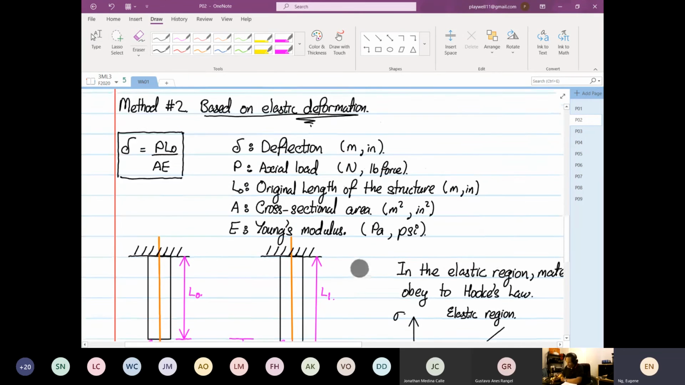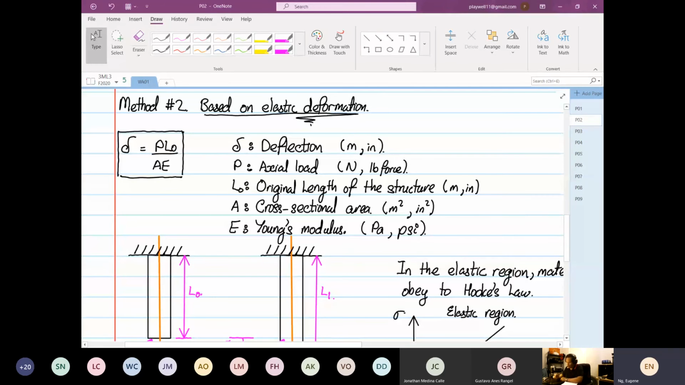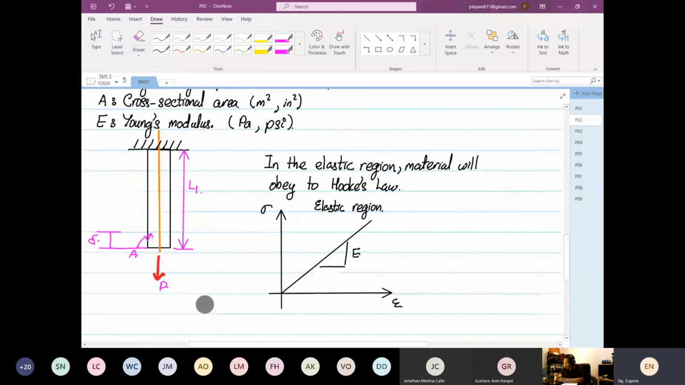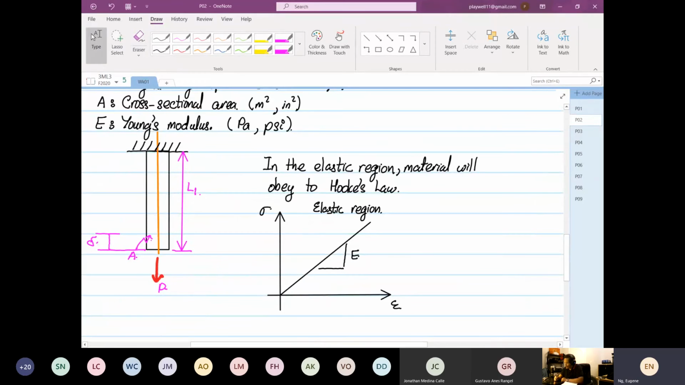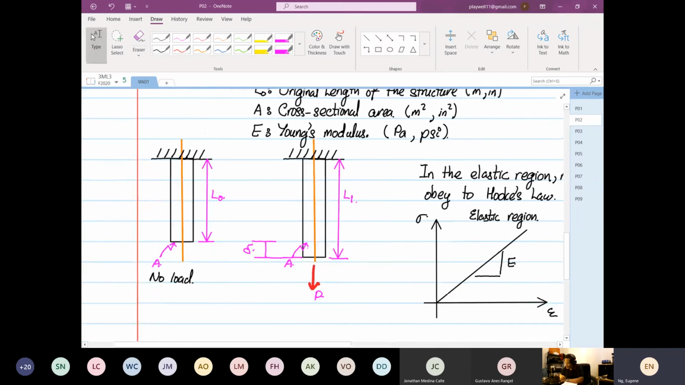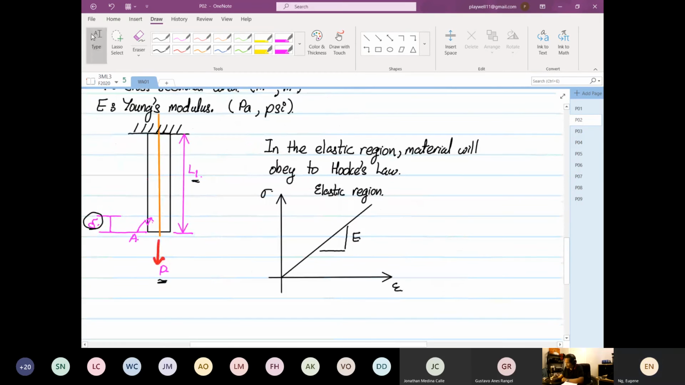So we came with deflection is equal to PL over AE, and that formula is familiar to most of you. Some of you are not familiar with it, you see it now. So now we go into the elastic region. What I've just drawn for you is a structure under axial loading. With a certain load P, you have a new length L1, and we have a deflection.